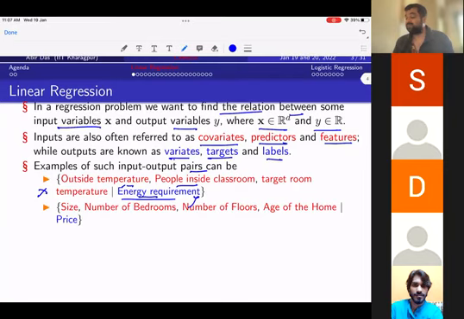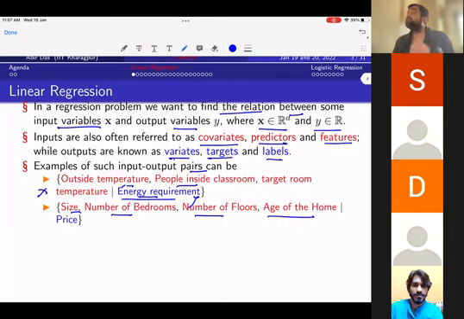Similarly, say you want to know the price of some real estate building. For that, the input that you need to give is the size of the floor, then the number of bedrooms, the number of floors if it is a house, and the age of the home.